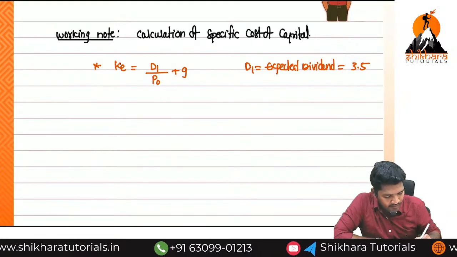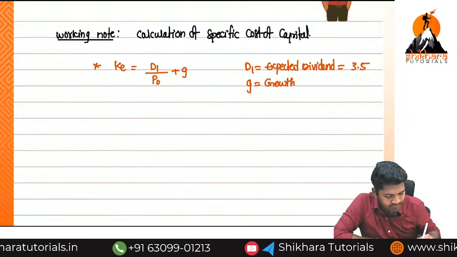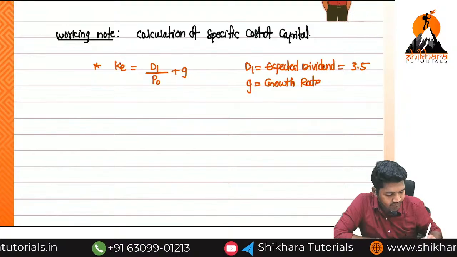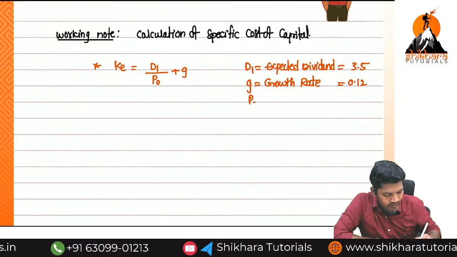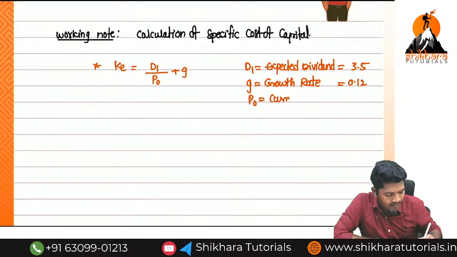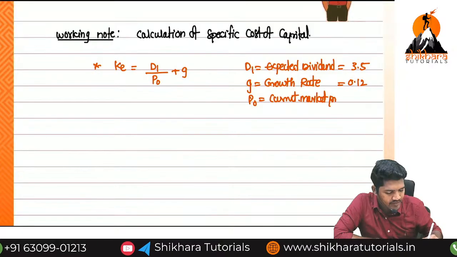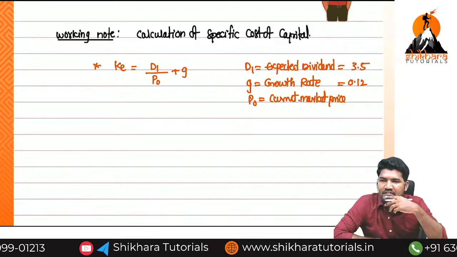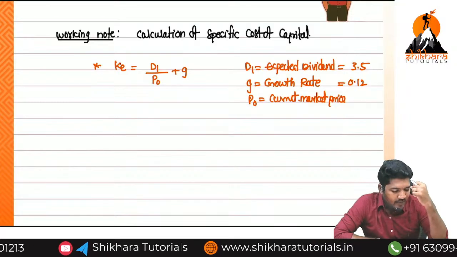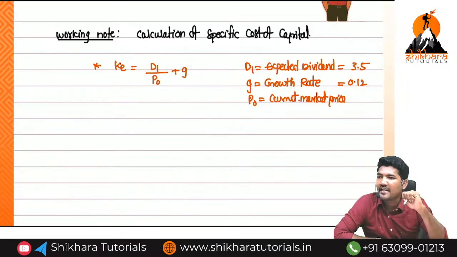Now G equals growth rate, given in the question as 12%. P naught equals current market price. How much, sir? Current market price is not directly given, but we can calculate it with the help of number of shares and market value.